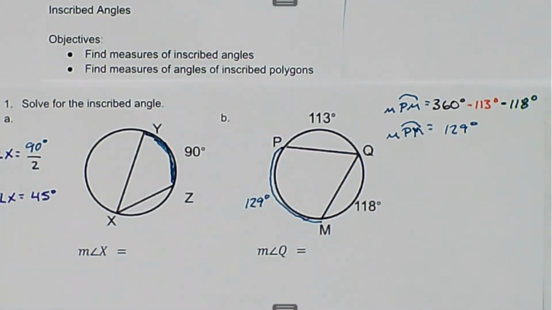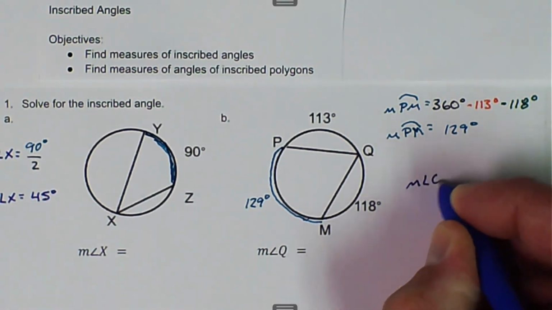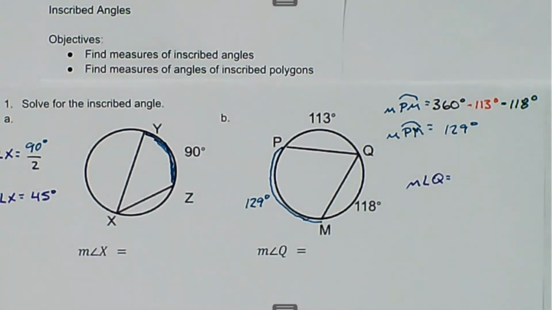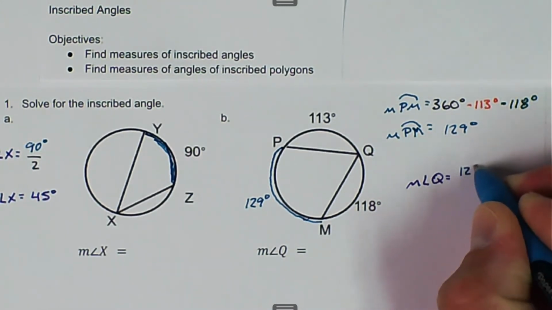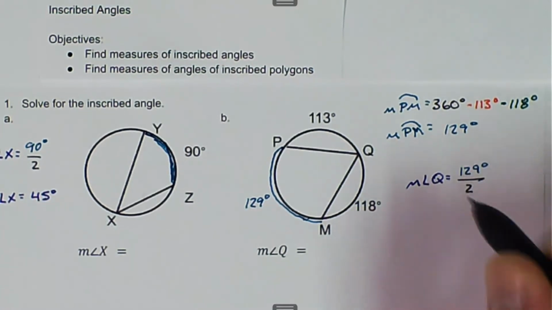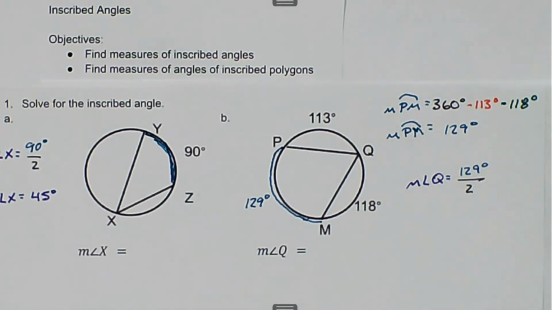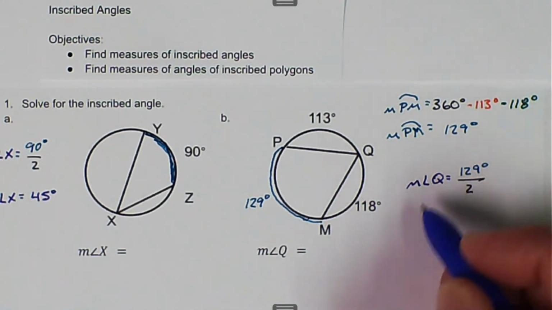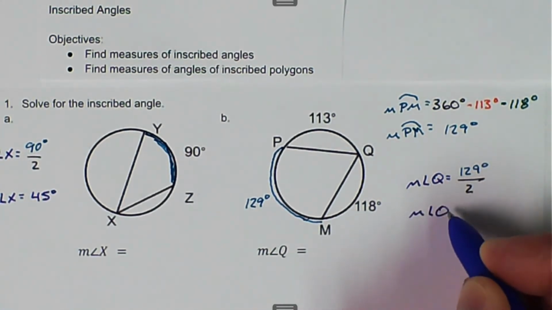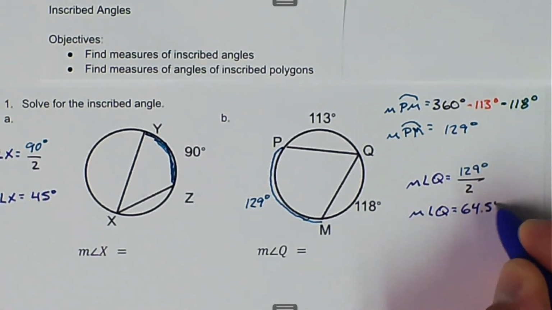So the measure of angle Q, in this case, all we have to do is take 129 degrees and divide by 2. So the measure of angle Q is equal to 129, and then we divide by 2 because the inscribed angle is half of its intercepted arc. So the measure of angle Q is equal to 64.5 degrees.